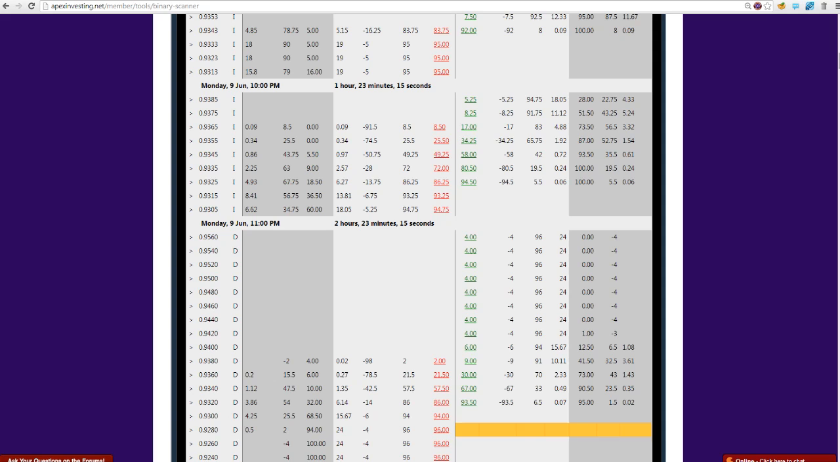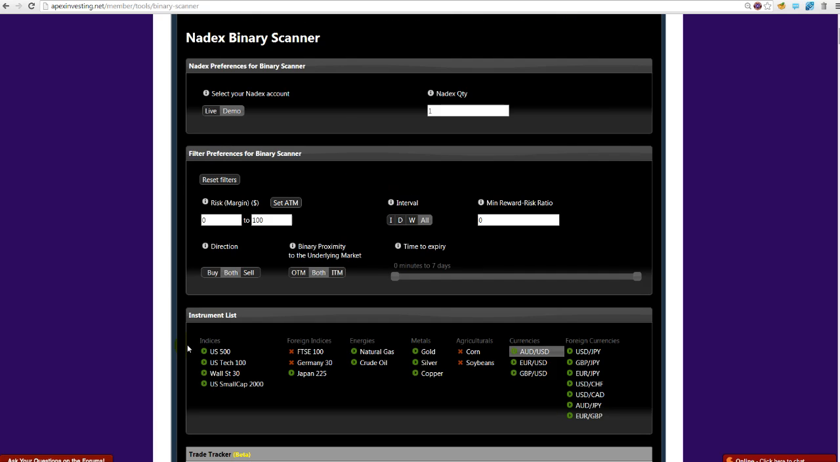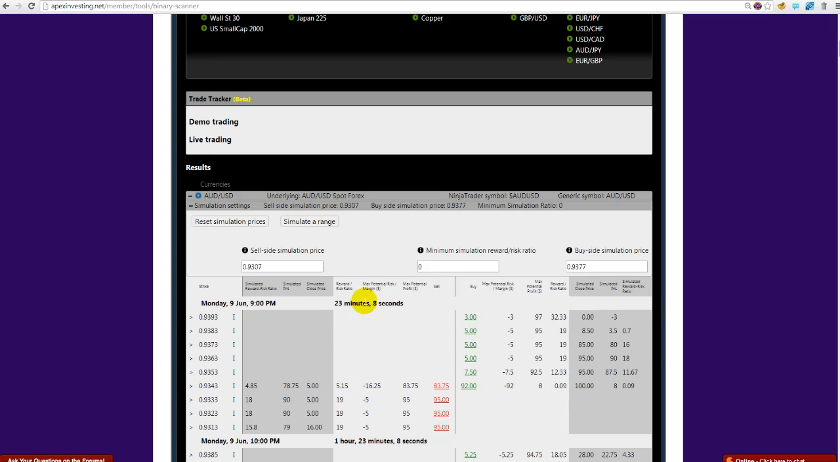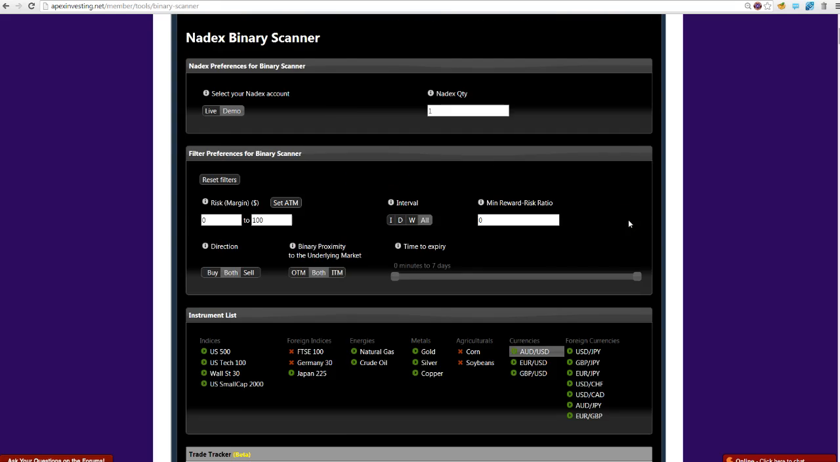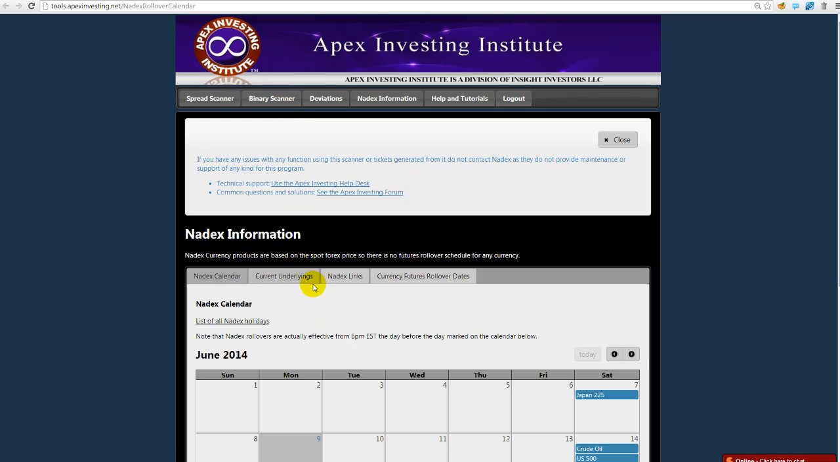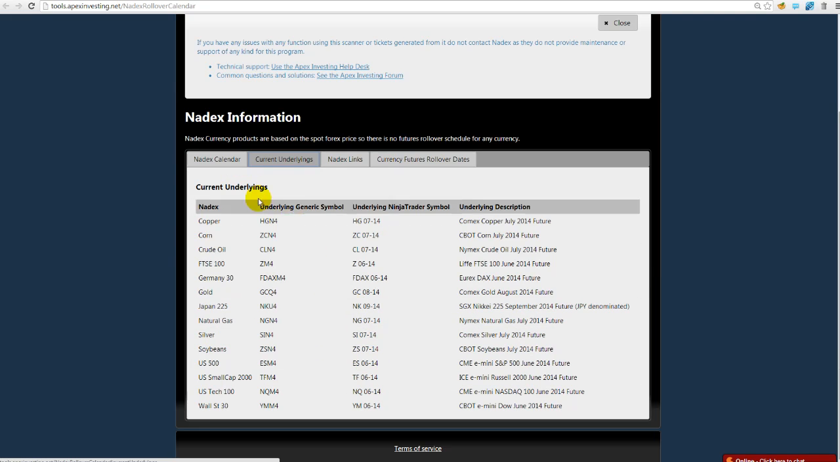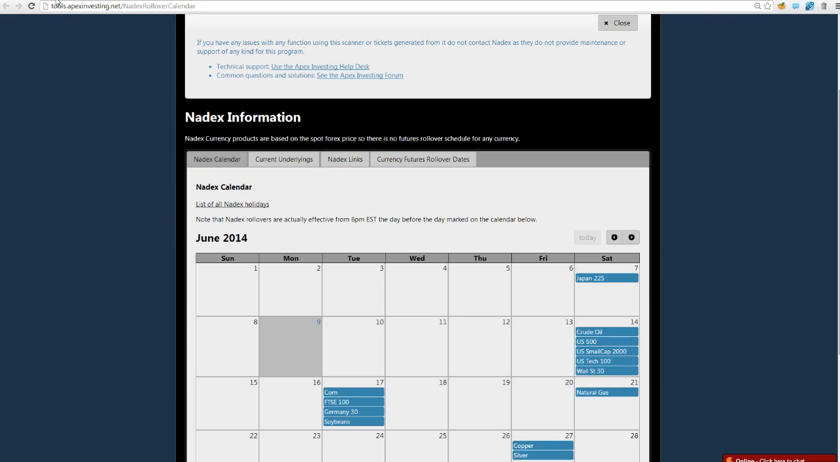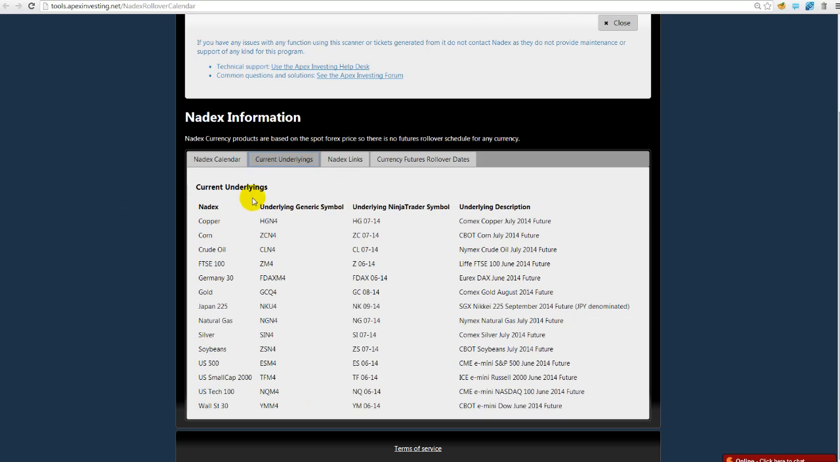How do you find the indicative index symbol again on any of the scanners? Just at the top, it'll have that right there. Or you can just go to Nadex information and we list all of them. Right there, current underlyings are listed. Now these are for NinjaTrader or Thinkorswim or other platforms like that. We list a couple different symbol formats for you, so you can use that.